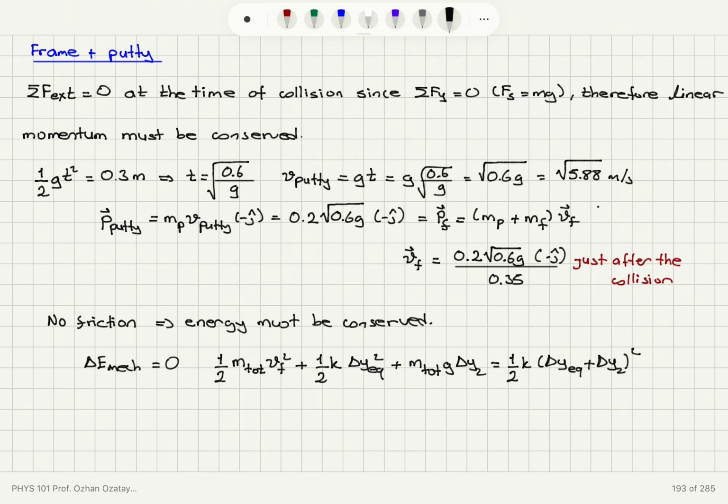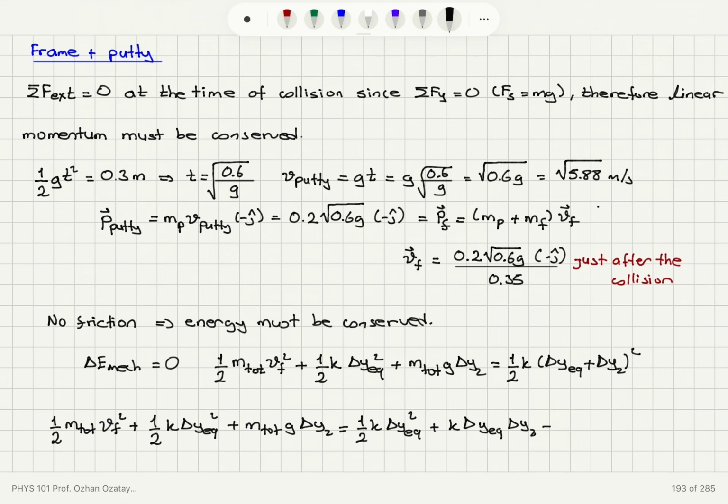Okay, so this is equal to 1 over 2 m total v final square plus 1 over 2 k delta y equilibrium square plus m total g delta y2, the potential energy, is equal to, so if I open this up, this is going to be 1 over 2 k delta y equilibrium squared plus k delta y equilibrium delta y2 plus 1 over 2 k delta y2 squared.